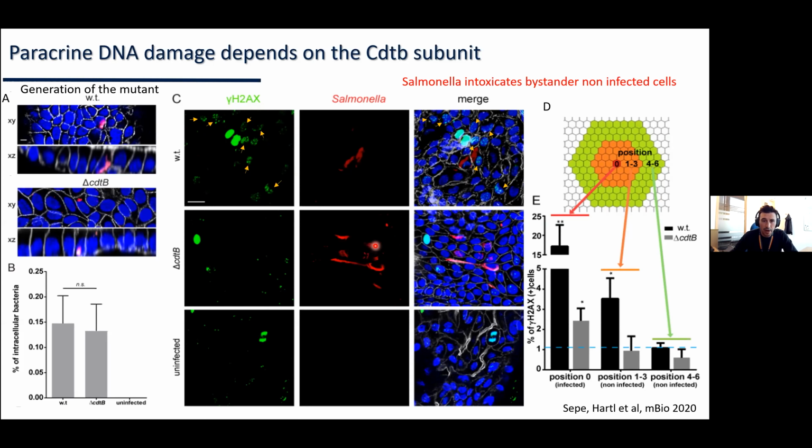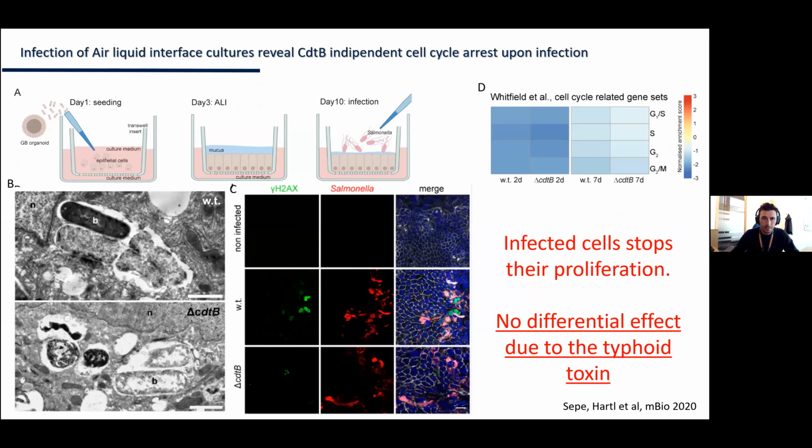We could quantify this effect in organoid infections in this graph. The first three rings of cells around the infected cells have a higher chance of experiencing genomic instability. This means that the genomic instability caused by the infection is paracrine, so it also extends to the bystander cells.